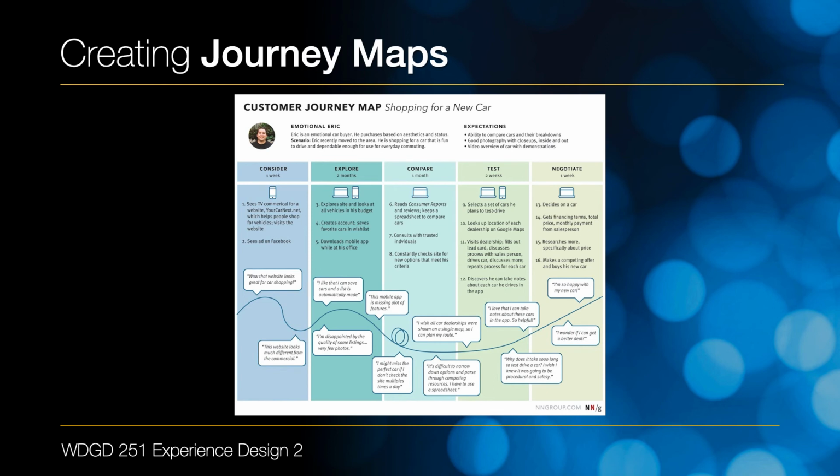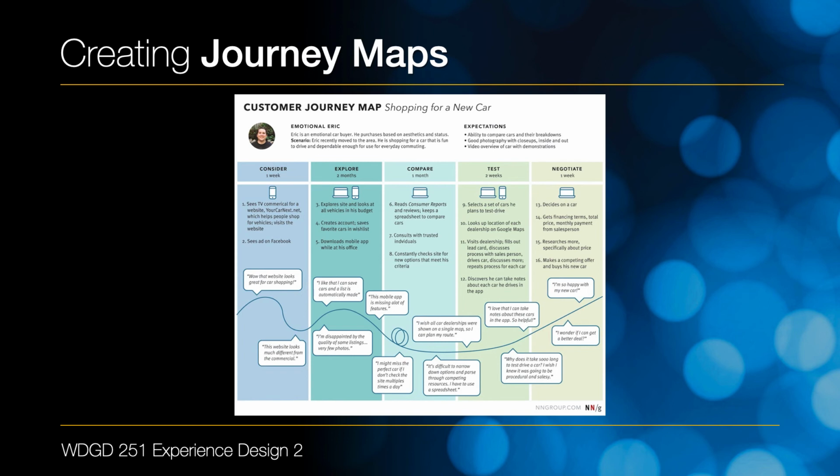It lists the different touch points in there. They're numbered and they're broken down into each section. So consider, explore, compare, test, negotiate. You can see how those breakdowns are going to be different for different products and different services. I do like the line at the bottom that has quotes. Wow, that website looks great for car shopping.